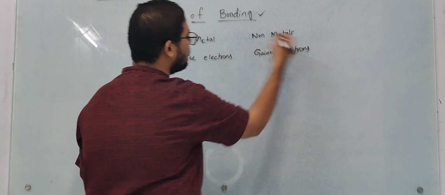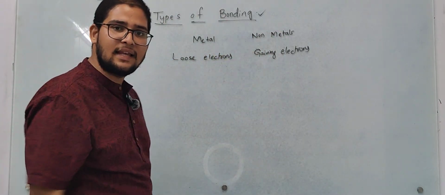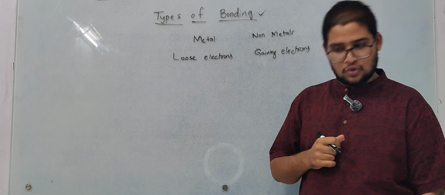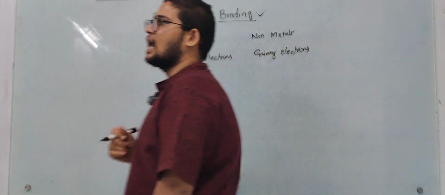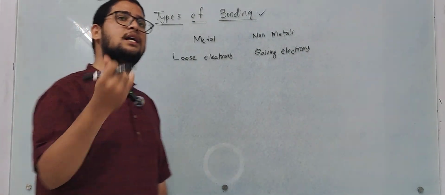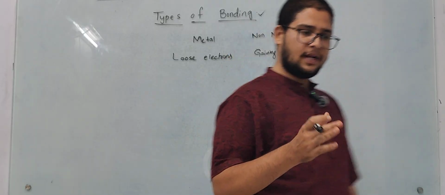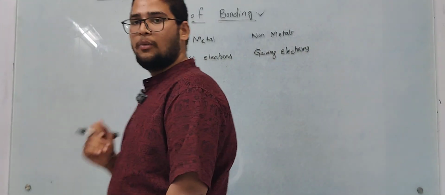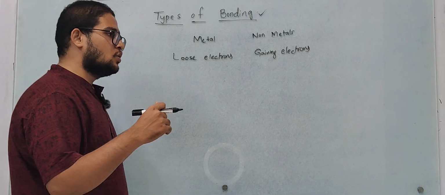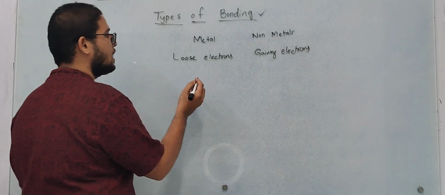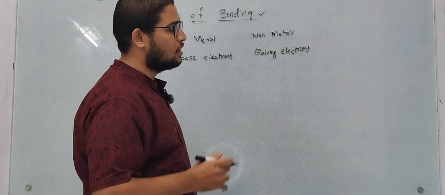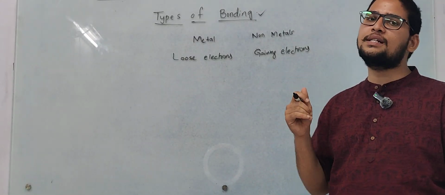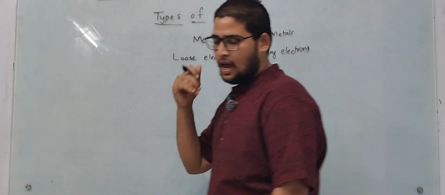So based on the properties of losing and gaining electrons, the bonding is classified. Mainly bondings are classified into two types, ionic and covalent. Before getting into ionic and covalent bonding, let's study some more about metals and non-metals. We have a concept called valence electrons. The meaning of valence electrons is the electrons present in the outermost shell of an atom.